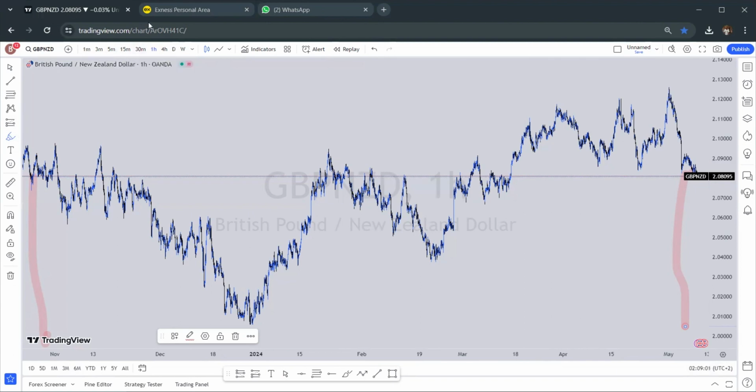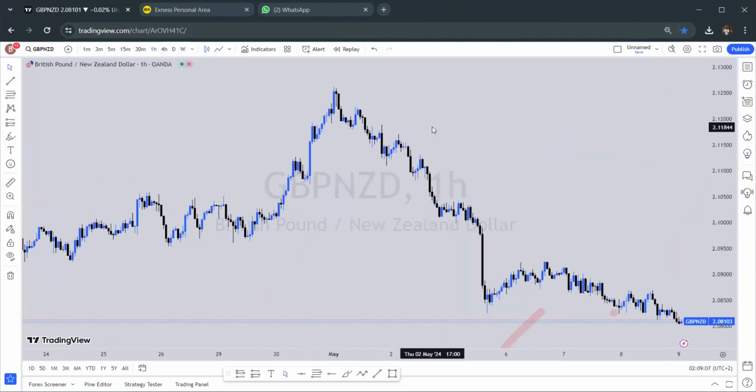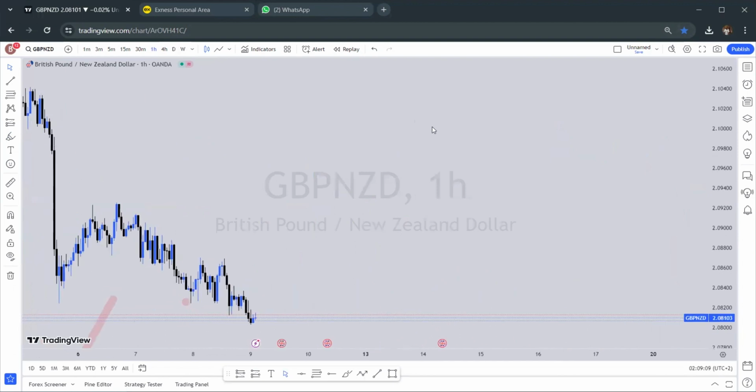Remember, if this is 4 hours, every candle you spot here appears after 4 hours. Let's say this is the 1 hour time frame, that means in every 1 hour, a new candle forms. You understand? Now let's go to 30 minutes.